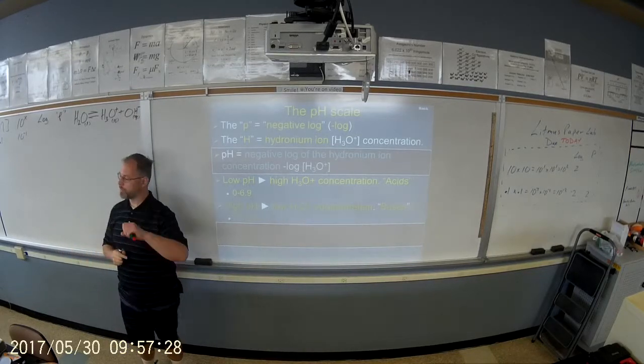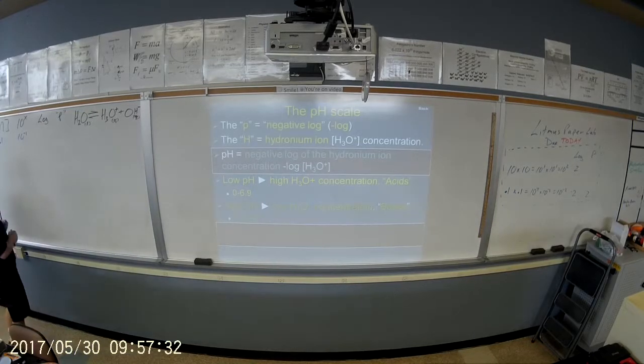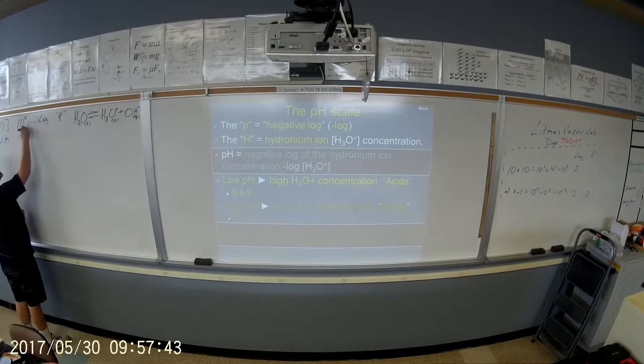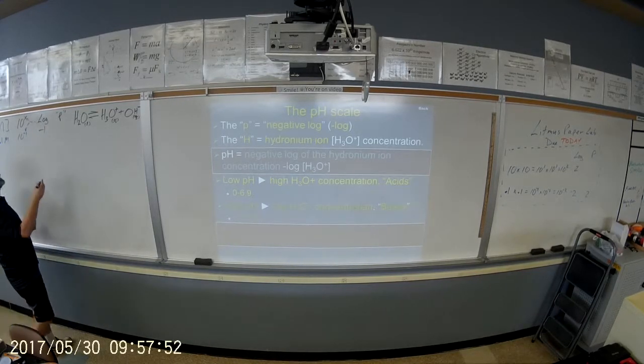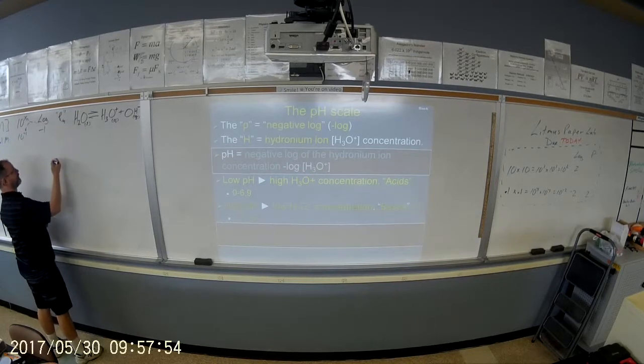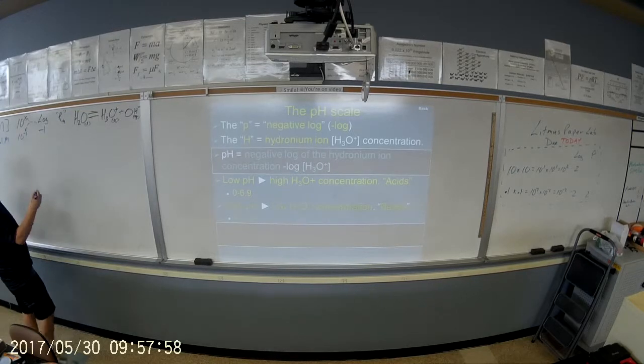You can ask your math teacher about why that is, and maybe he or she will explain it to you, depending on what kind of mood they're in. But so if you have a 0.1 molar solution, that has a 10 to the x of 10 to the negative 1. The logarithm is the base 10 exponent. So the logarithm of 10 to the negative 1 would be just negative 1. And P is the negative logarithm. So if the logarithm is negative 1, the P would just be 1.